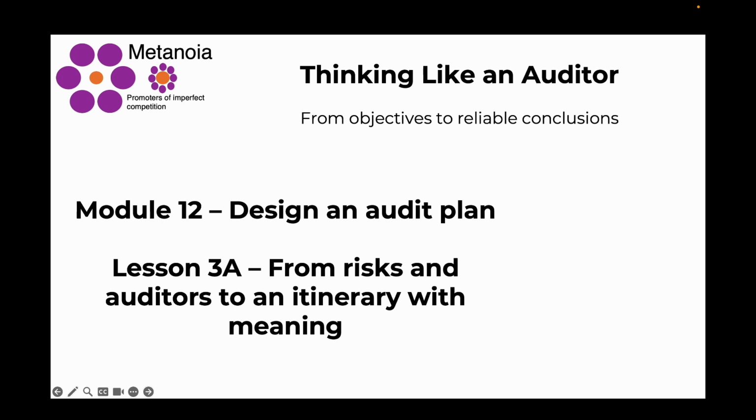Welcome back. This is lesson 3A of Module 12, From Risks and Auditors to an Itinerary with Meaning, where we move from risks and auditor assignments to an audit itinerary that actually means something. In the previous lessons, we defined the audit objective, translated it into high-level questions, and then turned those questions into two sets of sticky notes: where to go and what requirements to check. Now the question becomes, how do we turn all that into a smart audit route?